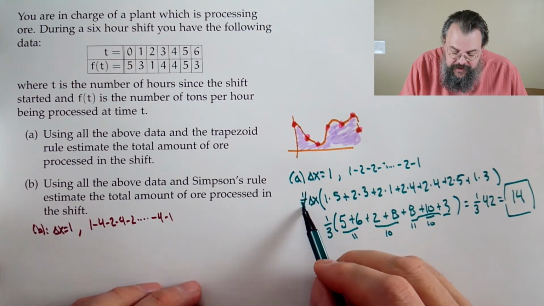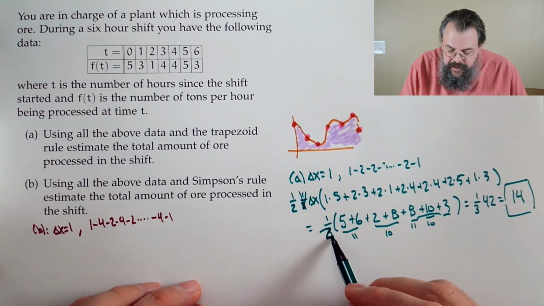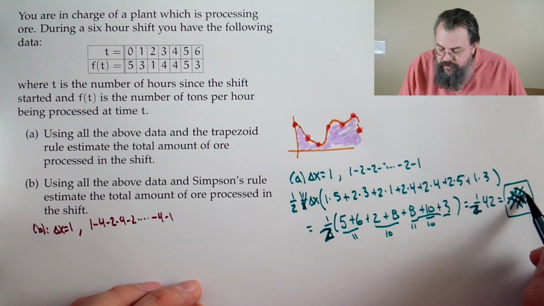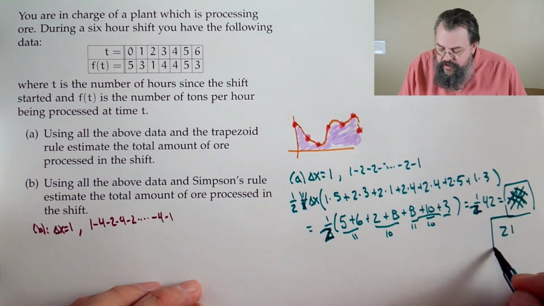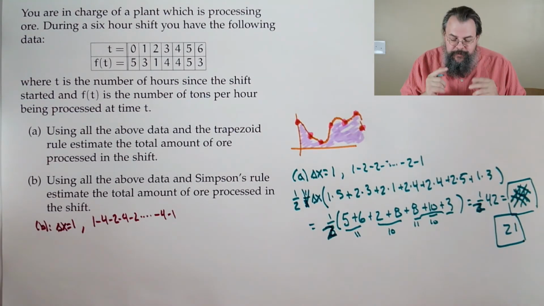1/3 is not what you need for the trapezoid rule. It should be a half. So this should have been a half, which means, whoops, well, good to catch them early, 21. Sorry about that. Okay, you gotta keep track.